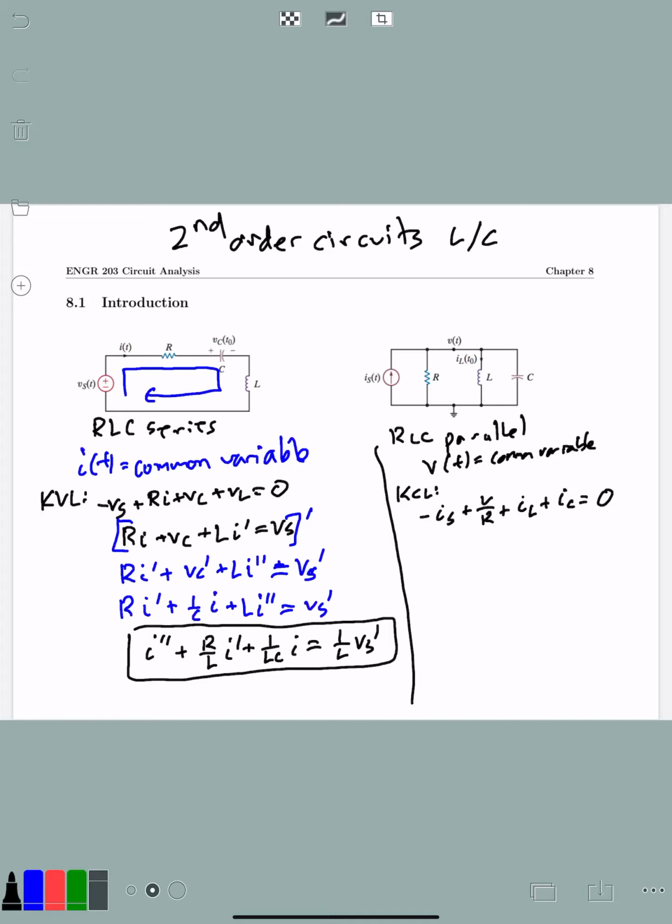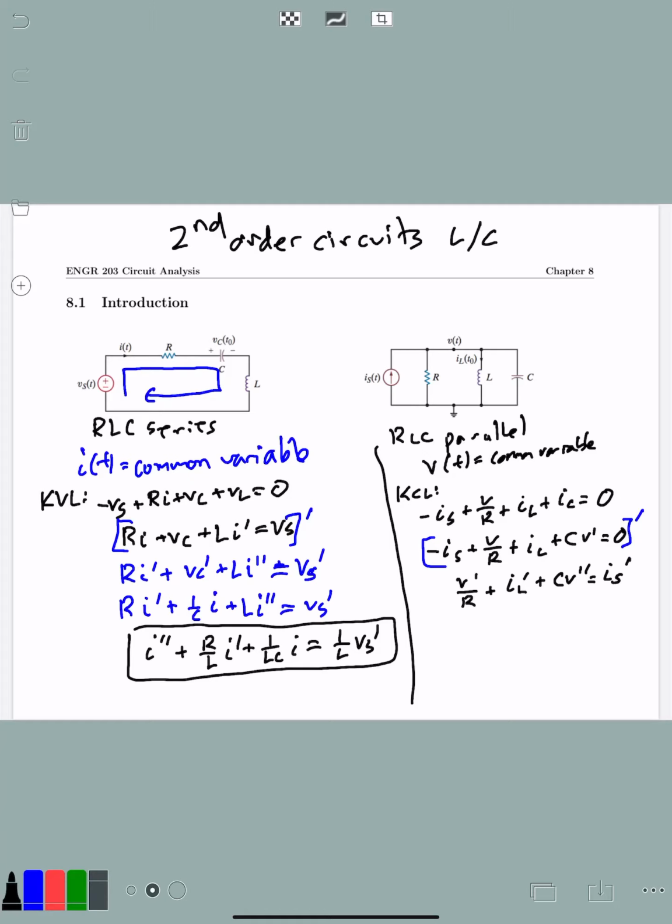And we know that the current through a capacitor is, actually, sorry, C times V prime. And then we're going to take the derivative of both sides, rearrange things like we did earlier. And we'd have what? V prime over R plus I_L prime plus C V double prime equals I_S prime.